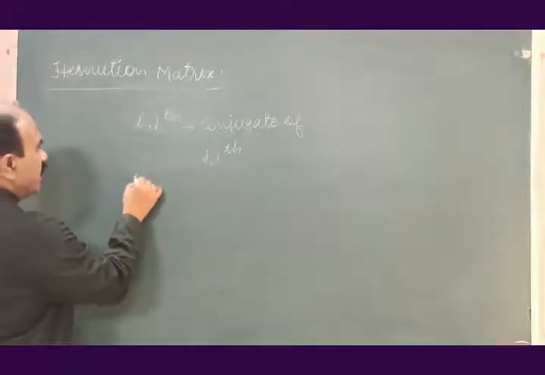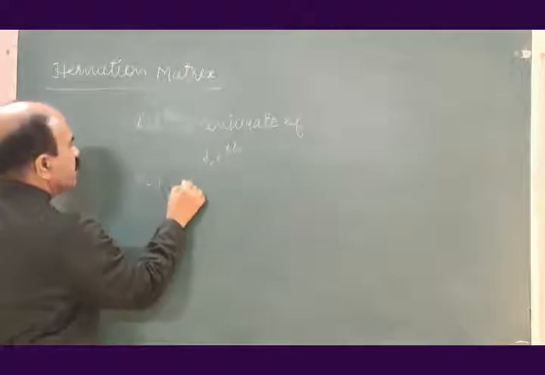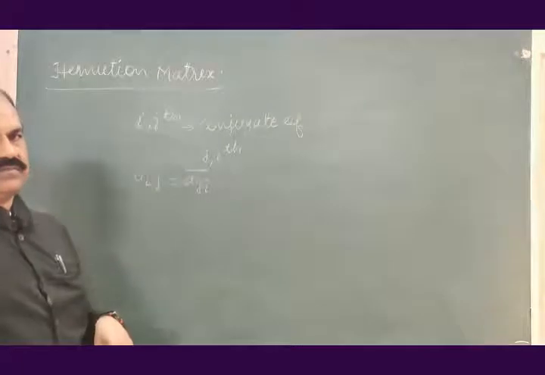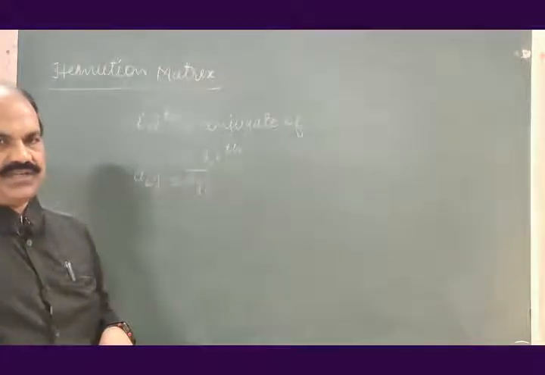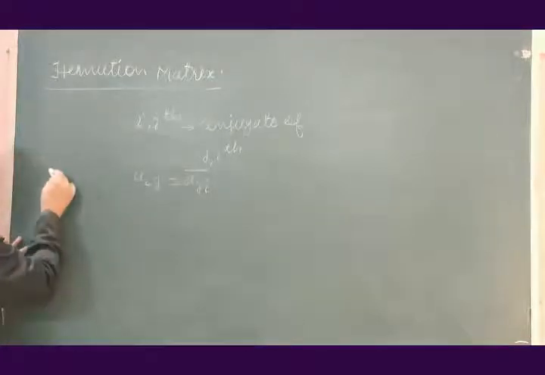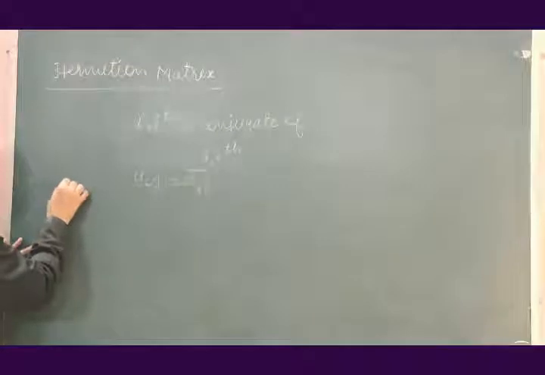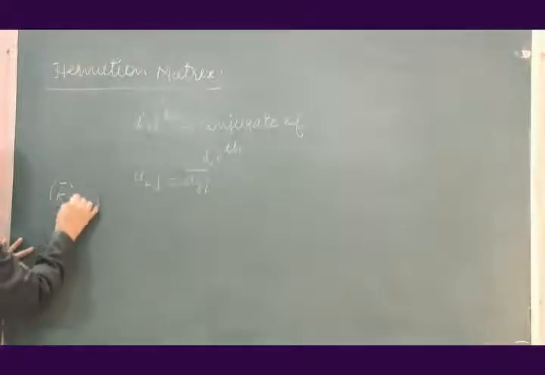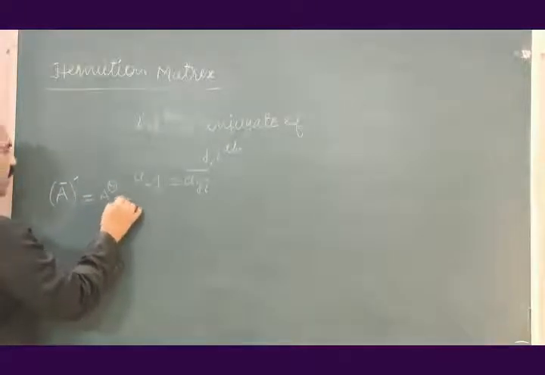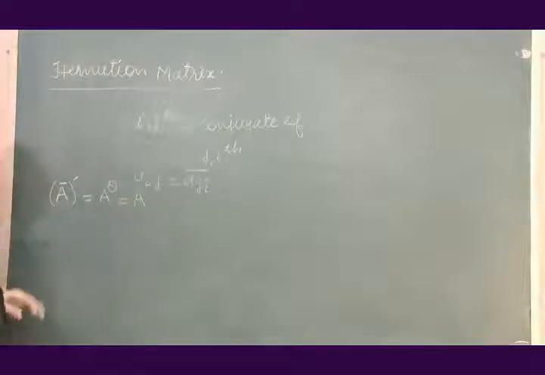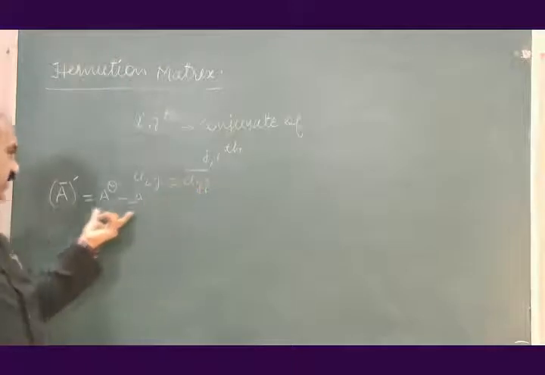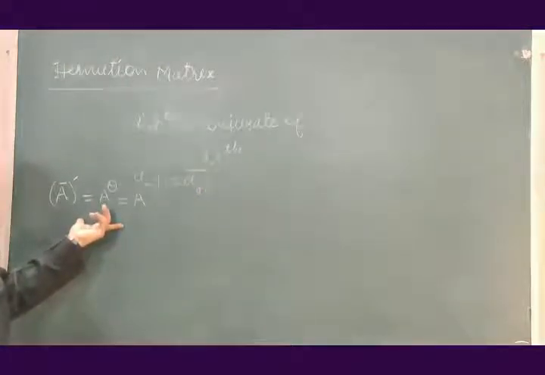That is, Aij should be equal to Aij bar. In other words, A bar transpose, which is A theta, should be equal to A. This is the condition for Hermitian matrix. This is also the condition for Hermitian matrix.